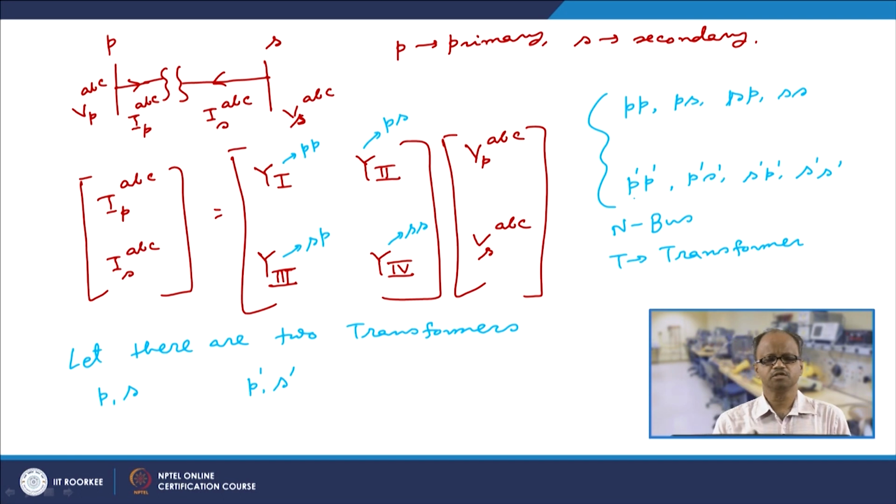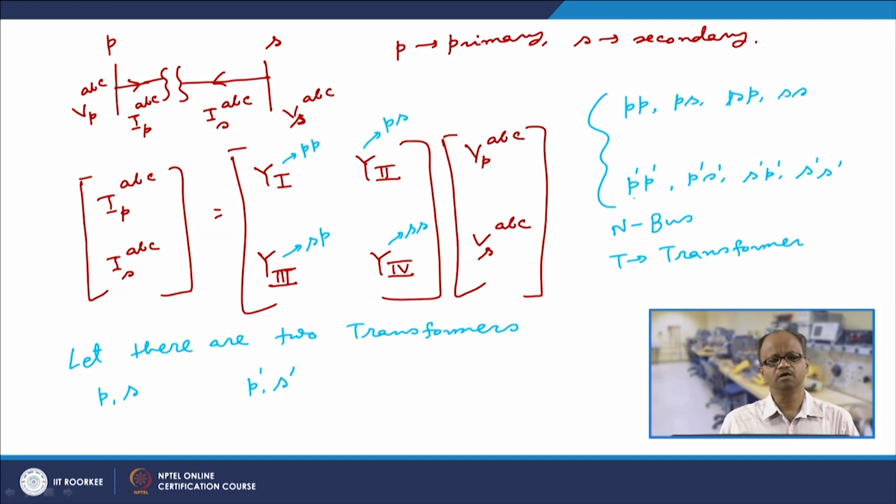So, by this process we are now at the stage where we can find out the Y bus matrix of any system in which there are lines as well as transformers. So, now we have reached a state where we would be looking into the actual process of fault analysis.